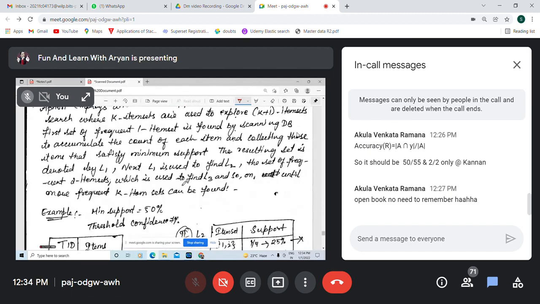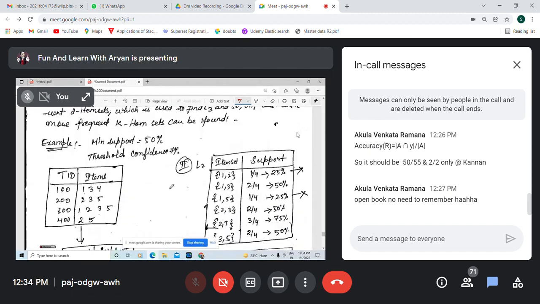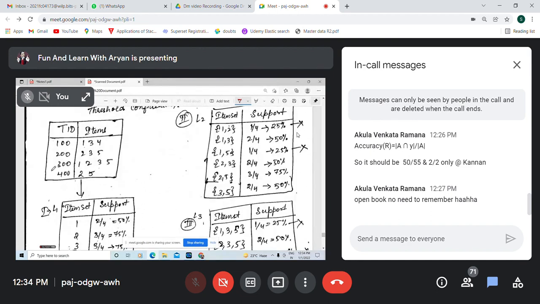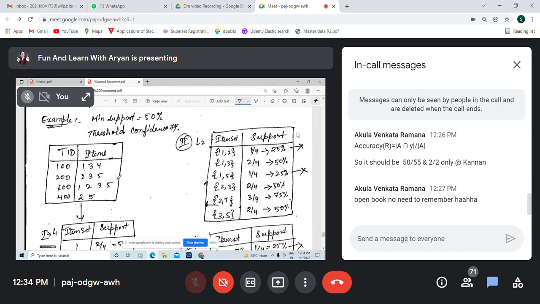Now coming to the apriori algorithm. In the apriori algorithm, you calculate which is a frequent item set. I will quickly tell how you do this. You will be given some data set. You have to calculate which is the frequent item set.